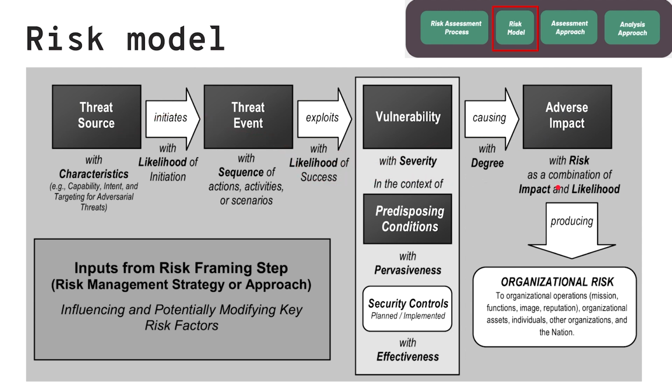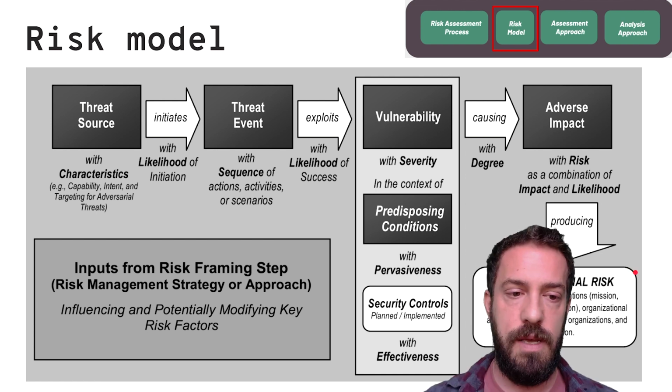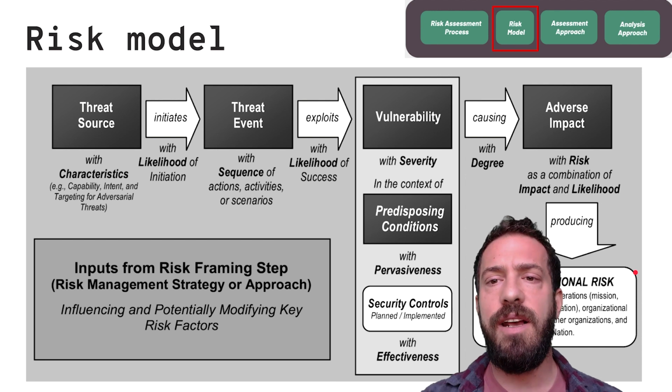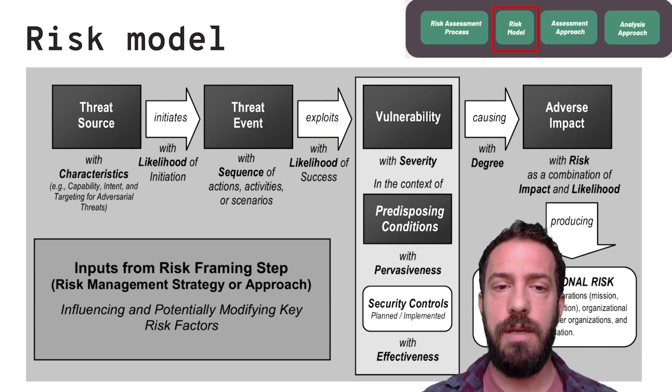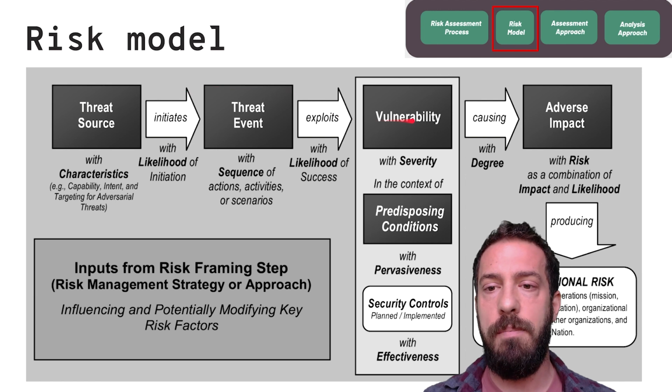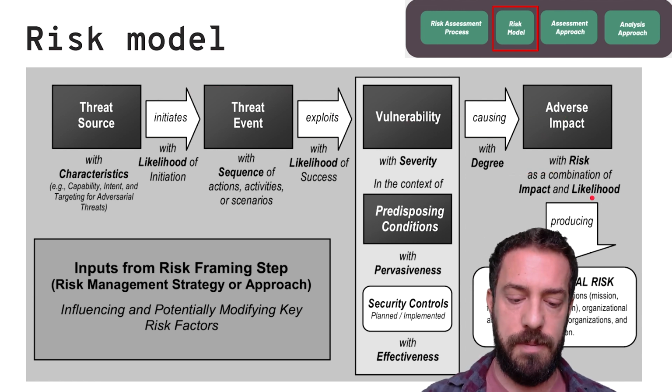Again, if something is high impact and high likelihood, we definitely need to address it, compared to something that's low impact and low likelihood. This combination of impact and likelihood will be the organizational risk, and then we'll go back to framing, understand the risk tolerance, and respond to the risks that are above the risk tolerance threshold. So this is an example of a risk model. That's a generic one, and one that has been used a lot, but the way that the threats, vulnerabilities, impacts, and likelihoods are connected can differ depending on the risk model chosen.